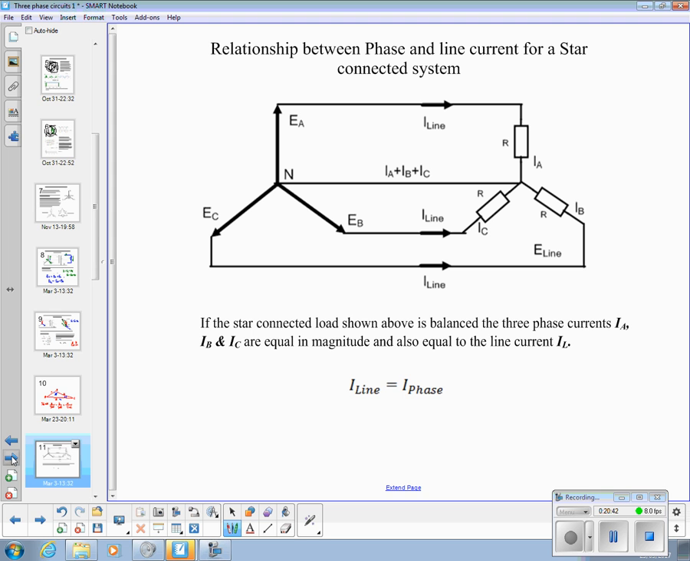Relationship between phase and line currents: the three currents IA, IB and IC are equal in magnitude, equal to the line current IL.